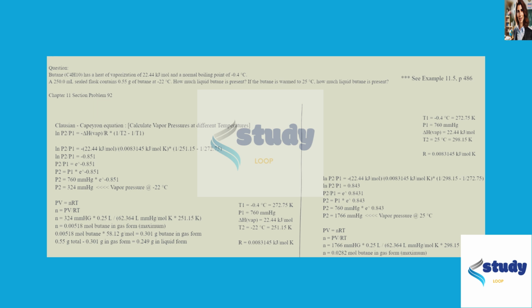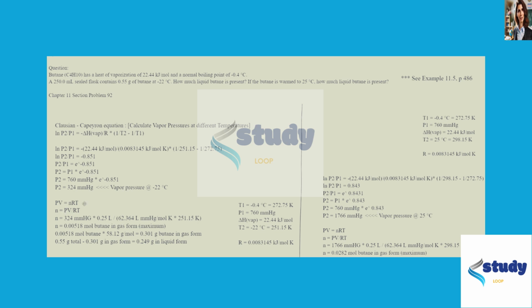So what the actual question is asking us is, is there any liquid left over? So we take that pressure and plug that into the ideal gas law to find out the number of moles of butane, and then convert that into grams and go from there.